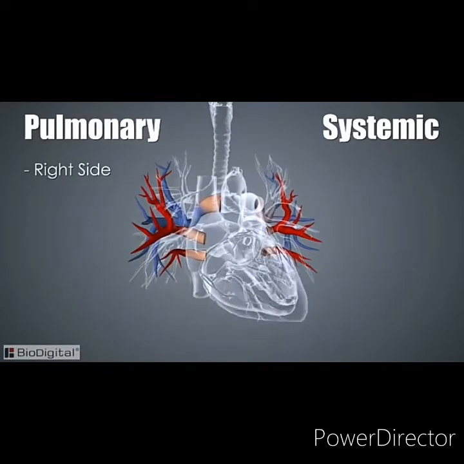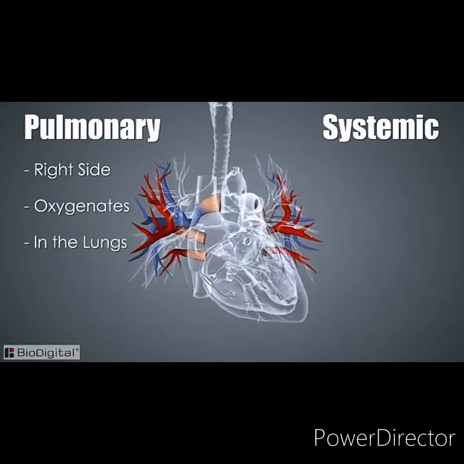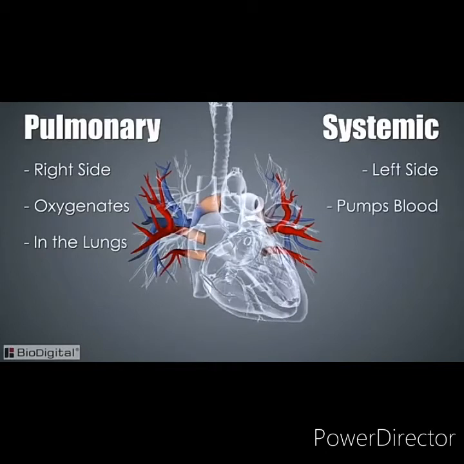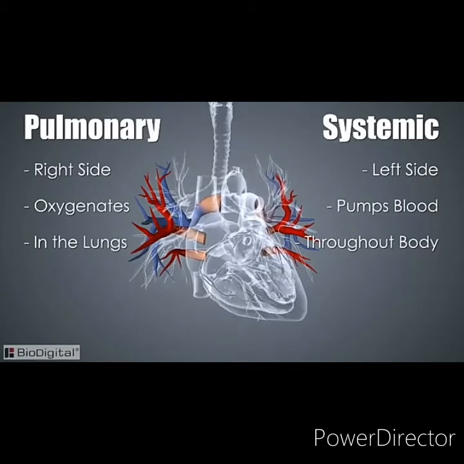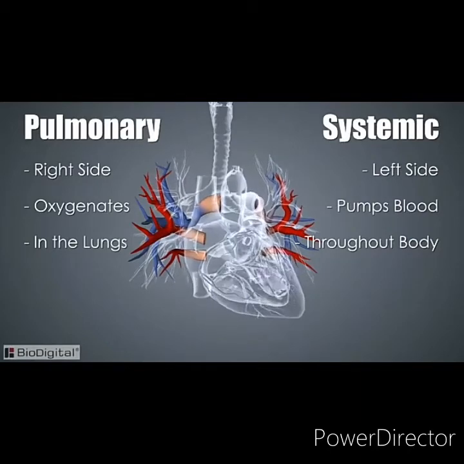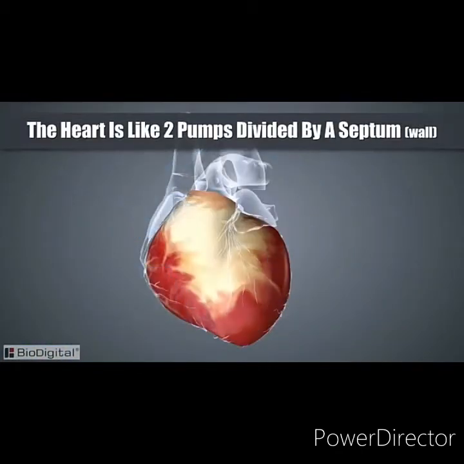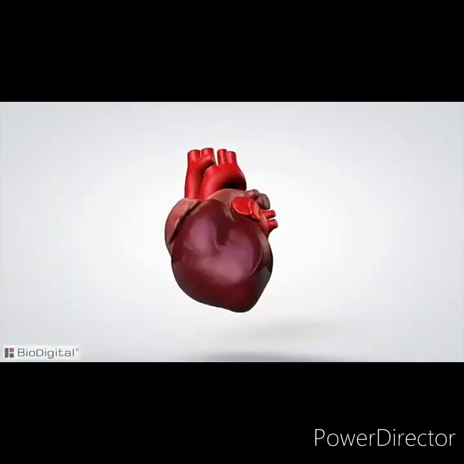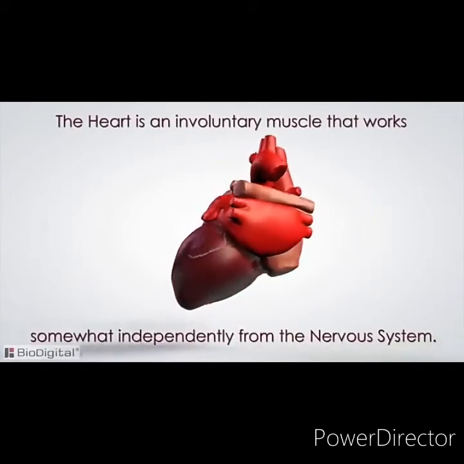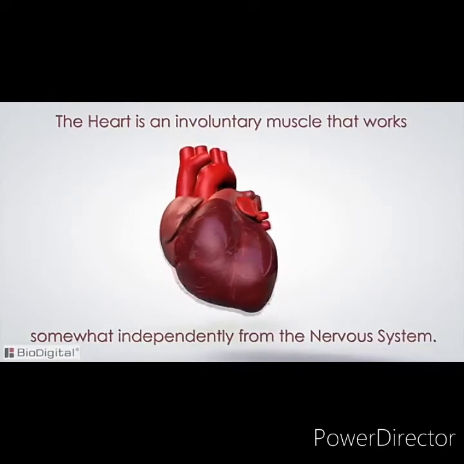Pulmonary, right side, oxygenates blood in the lungs. Systemic, left side, pumps blood throughout the body. The heart is like two pumps divided by a septum wall. The heart is an involuntary muscle that works somewhat independently from the nervous system.